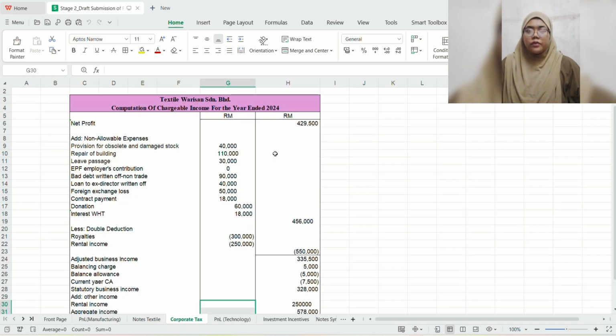So this is our computation of chargeable income for the year ended 2024 for our manufacturing company Textile Warisan Sendirian Berhad. So we get a net profit of 429,500 and we add non-allowable expenses, which are provision for obsolete and damaged stock, repair of building, lease payment, EPF employer contribution, bad debt written off non-trade, loan to accelerator written off, forex exchange loss, contract payment, donation, interest withholding tax. And then after that we less double deduction, which is royalty and rental income.